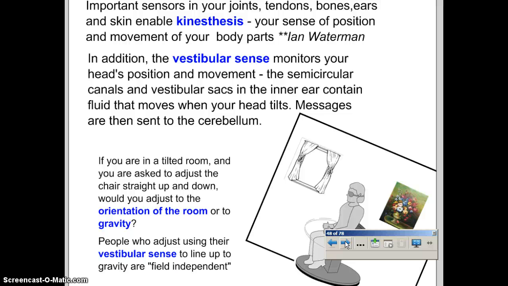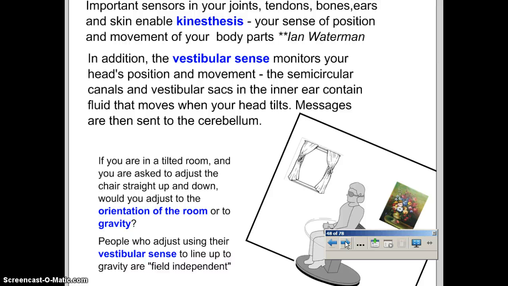The best way to understand this sense is to think about not having it. Ian Waterman lost his kinesthetic sense due to a rare infection. He was completely unable to sit up or stand, but he taught himself how to do these things again with conscious effort. We will also watch a video about Ian Waterman in class, and it is available on Moodle. His case is also discussed in the textbook. Your vestibular sense monitors your head position and movement.